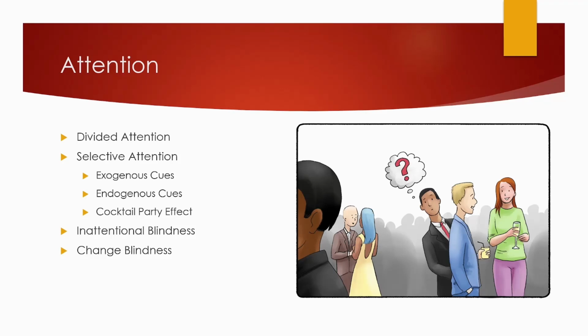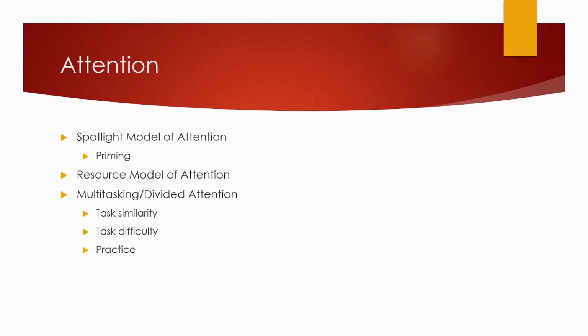Inattentional blindness and change blindness are different yet related concepts. Inattentional blindness is when we don't notice something in our visual field when our attention is directed somewhere else, while change blindness is when we don't notice changes in our environment. The spotlight model of attention expands on selective attention by stating that we take in several stimuli from our senses, but we don't pay attention to everything. We are aware of things on an unconscious level, and we need to be exposed to a stimulus in order to recognize another stimulus. This is called priming.